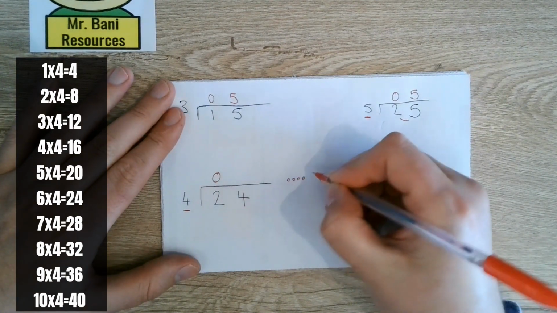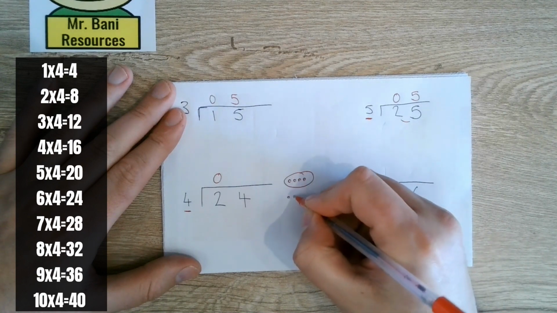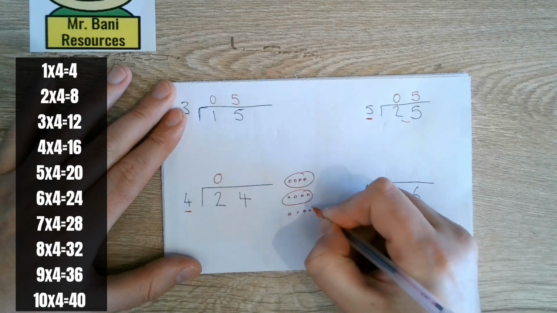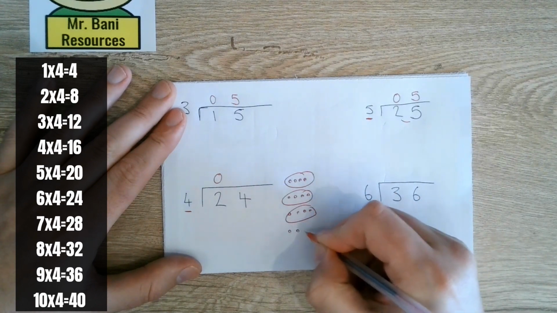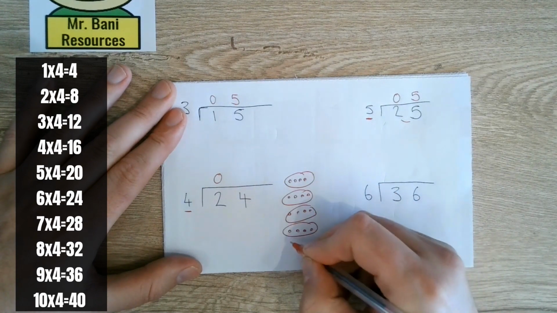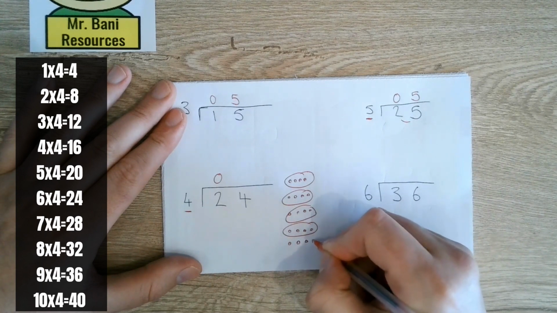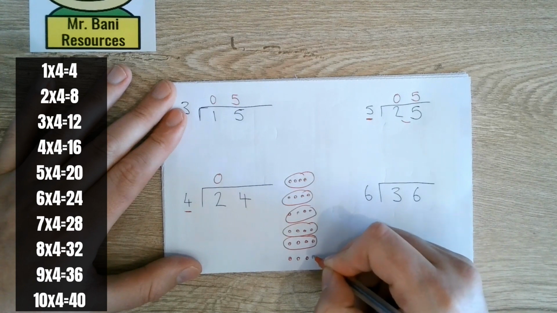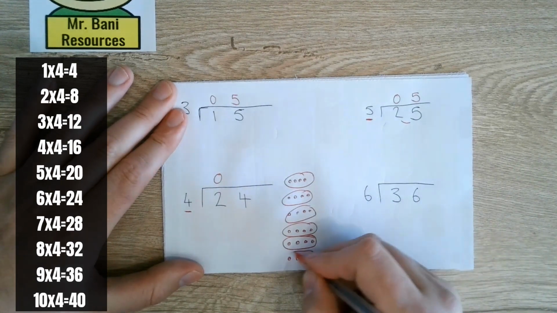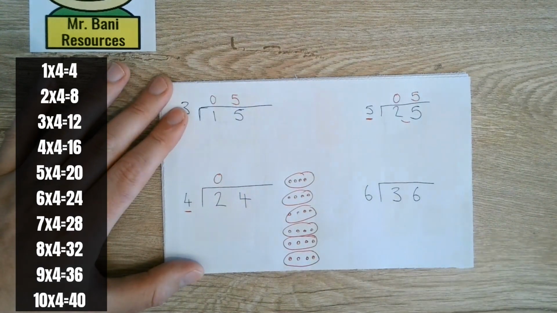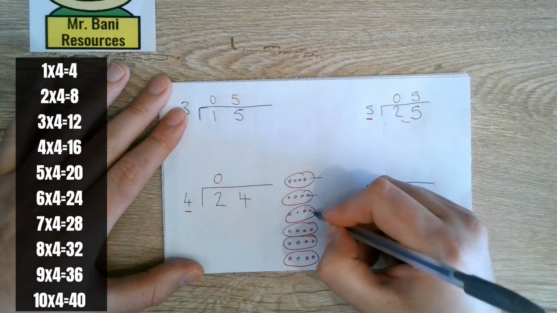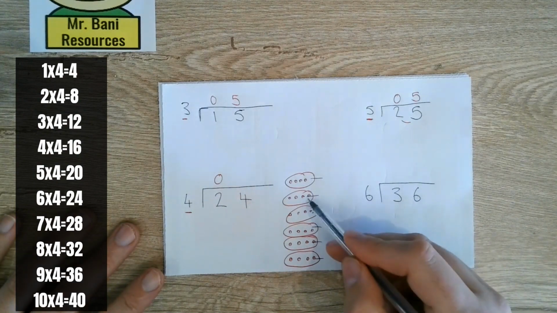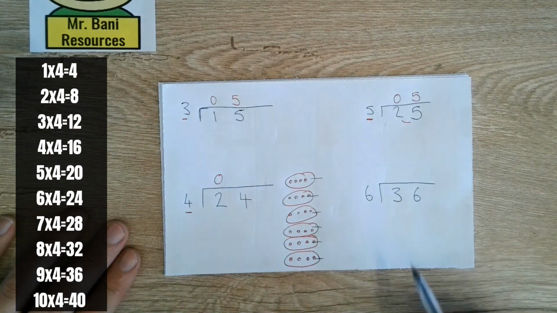1, 2, 3, 4, 5, 6, 7, 8, 9, 10, 11, 12, 13, 14, 15, 16, 17, 18, 19, 20, 21, 22, 23, and I stop at 24. Now, can you do me a favour then? Can you count how many this is? Count how many bubbles do I now have? My times table.